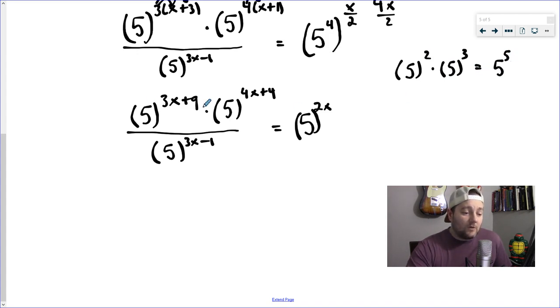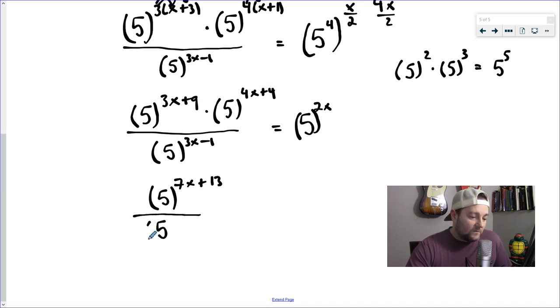So what we have to do here on the top of this thing is where we're multiplying, we have to add the exponents. So we're going to go 3x plus 4x. So that's going to be 5 to the 7x. And then 9 plus 4 is 13. So 7x plus 13, all divided by 5 to the 3x minus 1 equals 5 to the 2x.